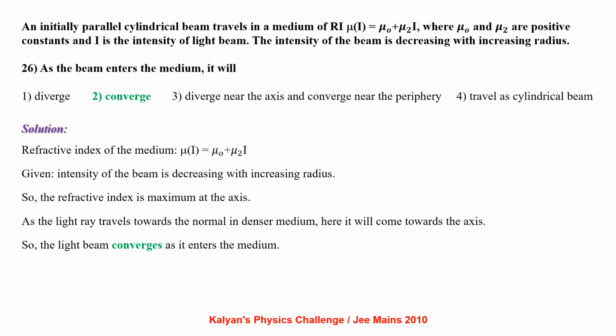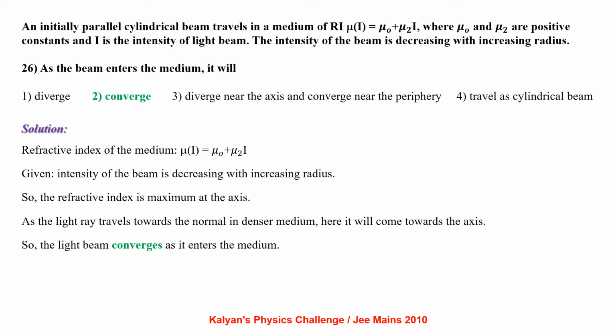Next three questions are based on the following paragraph. An initially parallel cylindrical beam travels in a medium of refractive index given by mu(I) equal to mu naught plus mu 2 I, where mu naught and mu 2 are positive constants and I is the intensity of the light beam. The intensity of the beam is decreasing with increasing radius. Now let us see the questions one by one.